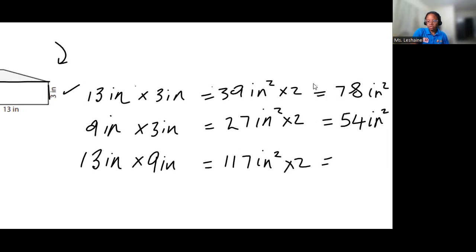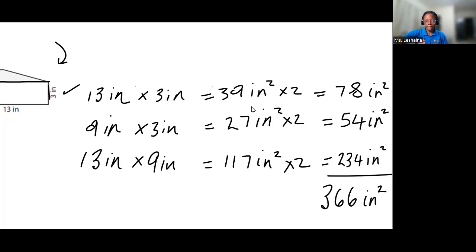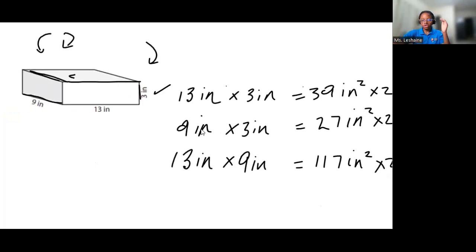117 multiplied by 2 is equal to 234 inches squared. And then when you sum everything together, you get 366 inches squared. And that is the surface area for this figure that we have right here. And you must always remember that your surface area is measured in squared units. So it is not inches alone or inches to the power of 3. It has to be squared inches. All right, so that is the surface area for that figure.